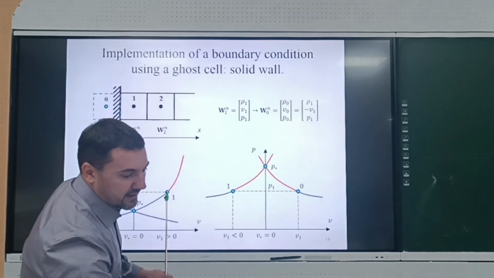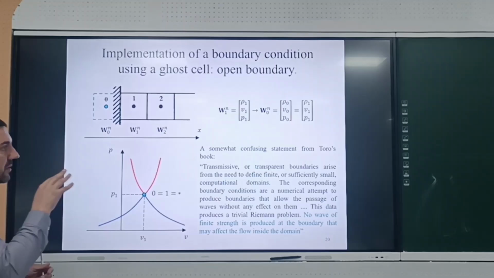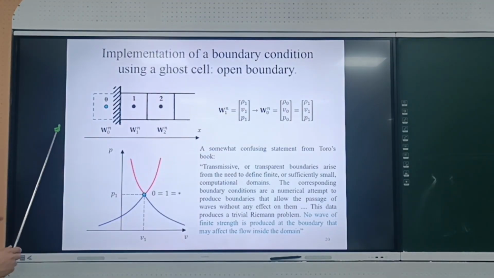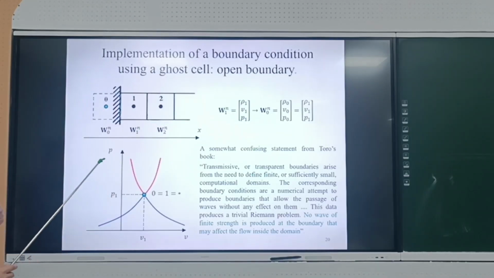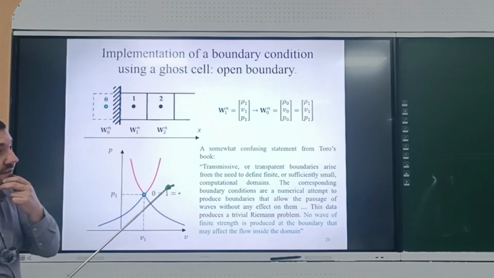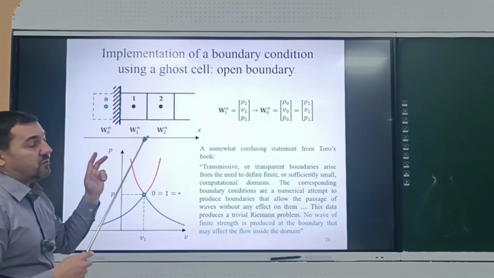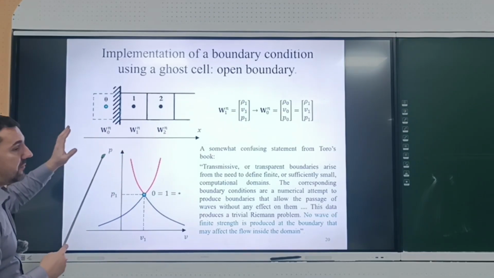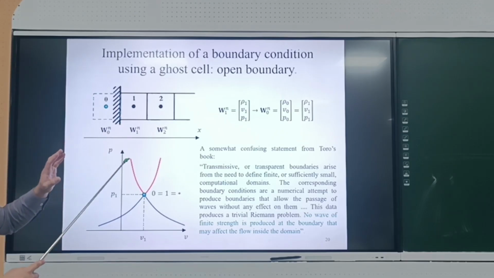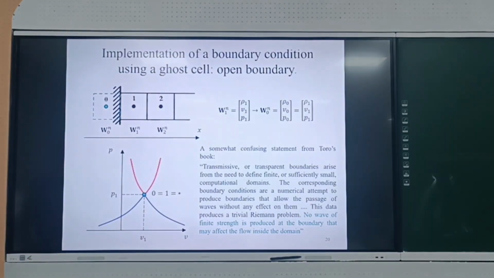And so this open boundary works well only in two cases. The first case is when all the parameters are constant here. So it works for the Riemann problem, up to the instant when disturbances reach the boundary. Or it works well for supersonic outflow, because you do not need any boundary conditions at all.